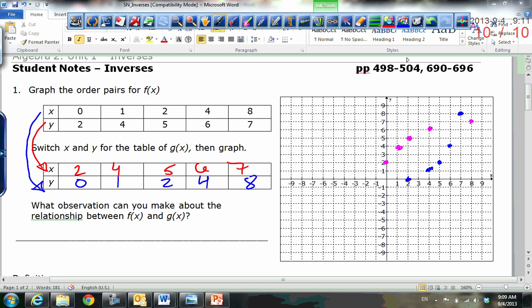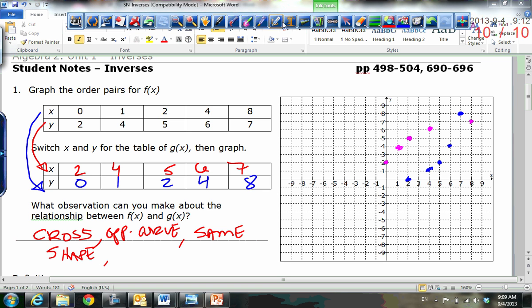All right, what do we notice about that? Do we notice anything? They kind of cross. What else? Anything about the shape? They both kind of curve. One curves down, one curves up. So opposite curves, kind of the same shape, just upside down.